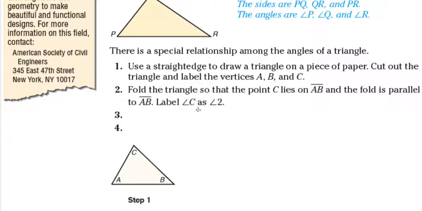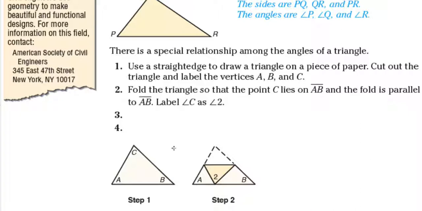Fold the triangle so that the point C lies on segment AB. So you're going to fold this so that point C lies on segment AB, and the fold is parallel to AB. Label angle C as angle 2. So basically what you do in step 2 is this. You fold point C so it lies on segment AB right there, and the fold right there is parallel to segment AB. So angle C now is labeled as angle 2.